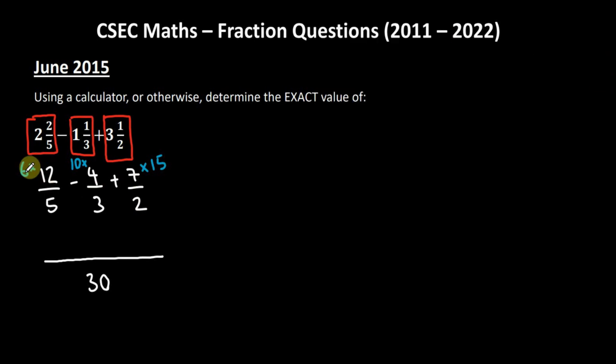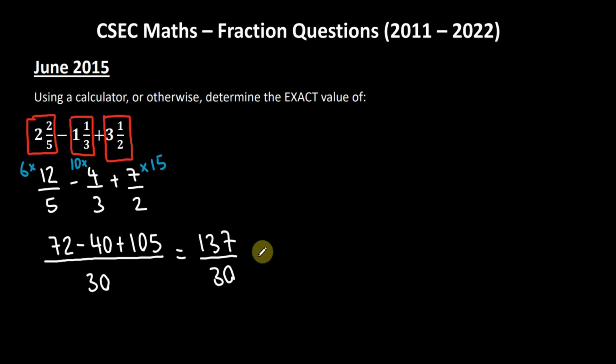Next up, we're going to evaluate these and see what we'll have here. So it's 6 times 12, that's 72, minus 10 times 4, that's 40, plus 7 times 15, that's 105. So 72 minus 40, I believe that's 32. 32 plus 105 is 137 divided by 30. So you bring back the LCM here. So that's pretty much the solution right here, guys.